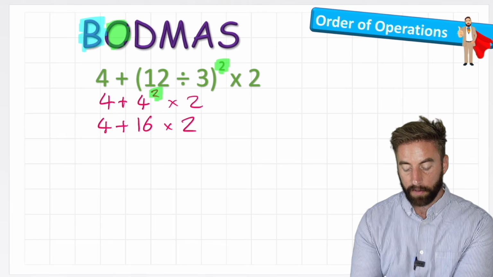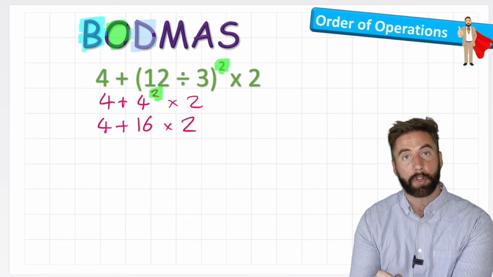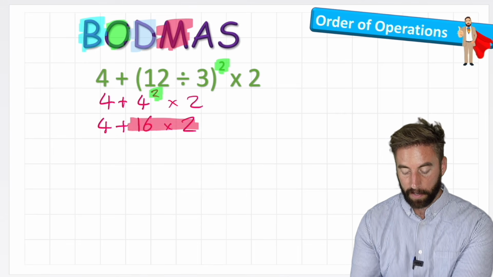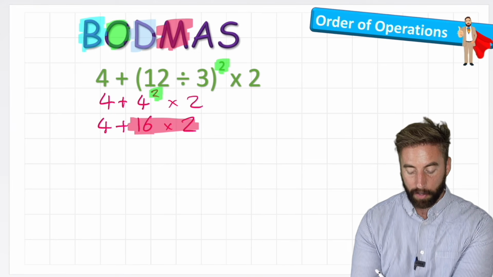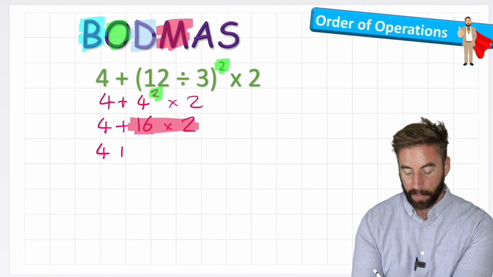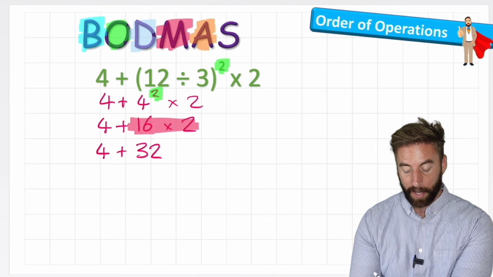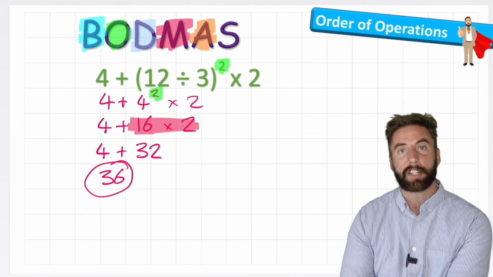My next one says division, and we actually don't have any more division in this question left, so I can move on to my multiplication. And my multiplication is this part here, 16 times 2. And the answer to 16 times 2 is 32. So my next row would be 4 plus 32. And I can now do my addition, and that's our last question actually. So I can now do 4 plus 32, and 4 plus 32 equals 36. So my total answer for this expression is 36.